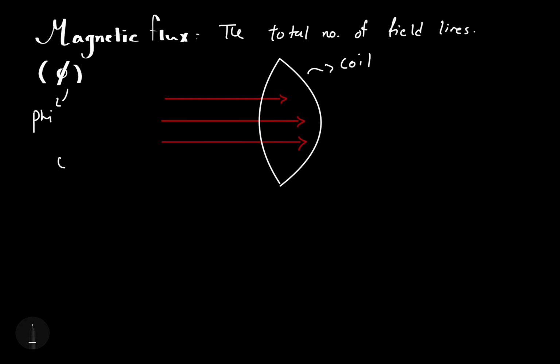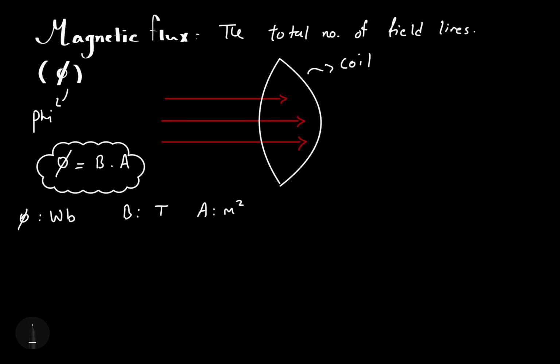You can calculate the magnetic flux simply by multiplying the component of the magnetic field, which is perpendicular, by the area through which the coil exists. I mean, whatever the area of the coil is. The unit of the magnetic flux is Webers. Magnetic field intensity obviously is measured in Teslas, and the area is measured in meters squared.